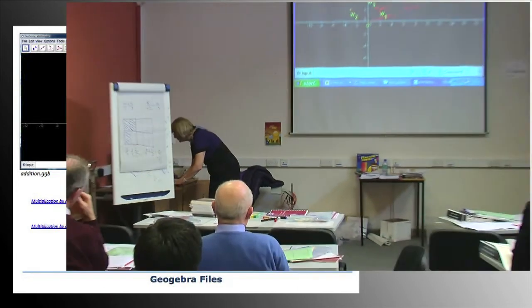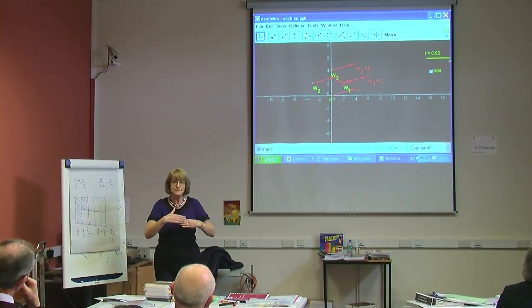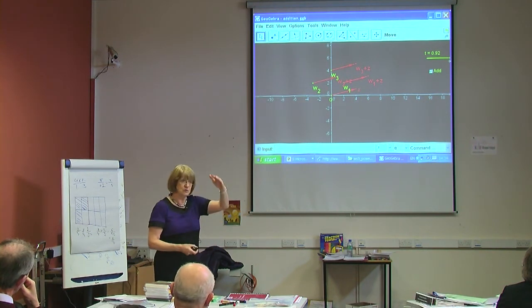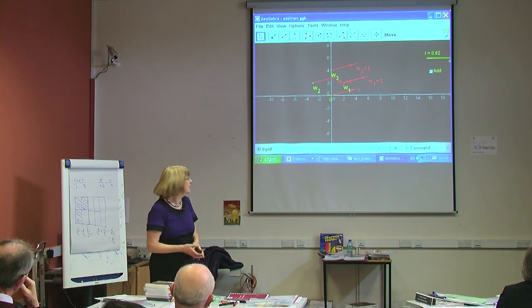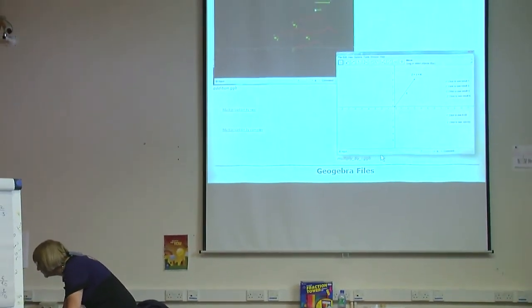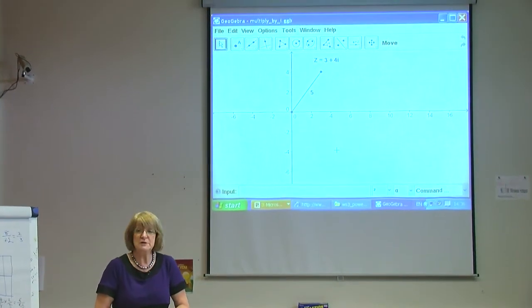And when we joined them up, we ended up with this. We ended up with 4 directed lines with the arrow going from the original towards the answer, the addition. The multiplication by i is also a very interesting one. So we started with our complex number 3 plus 4i, and we multiplied it by i.